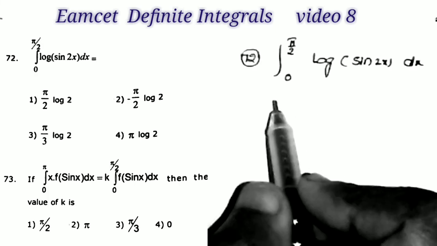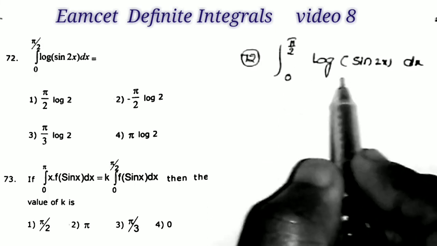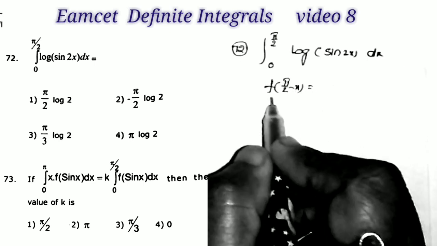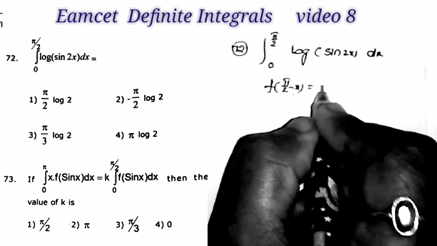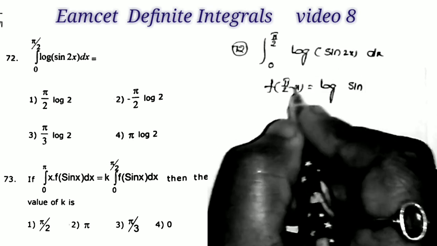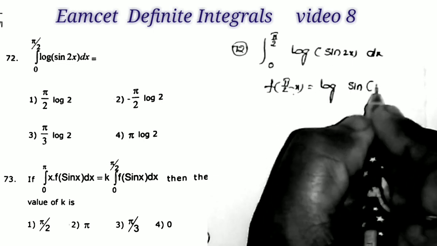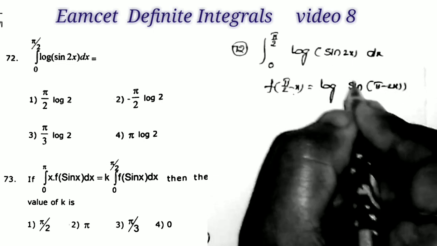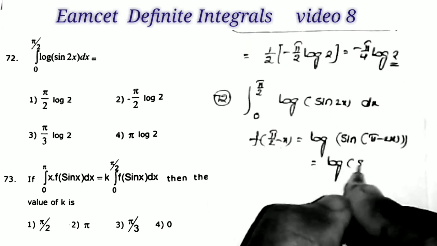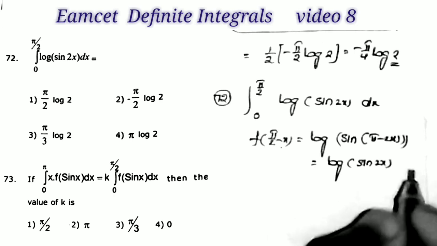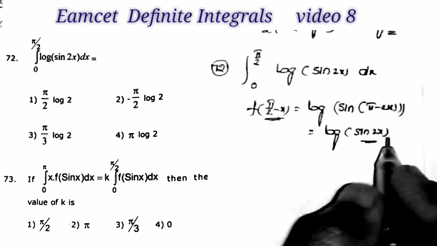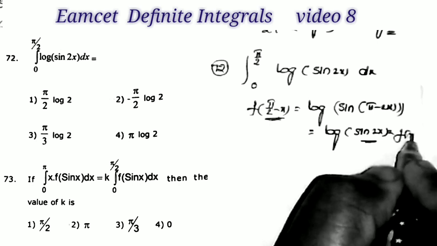Next question, sum number 72: integral 0 to pi log of sin 2x into dx. Listen. To solve this question, first we have to find the value of f of pi by 2 minus x. What is that value? Log of sin 2 into pi by 2 minus x. 2 into pi by 2 minus x is pi minus 2x. Here this is equal to log of sin 2x, that is, f of pi by 2 minus x is equal to log of sin 2x, which is nothing but the given quotient.